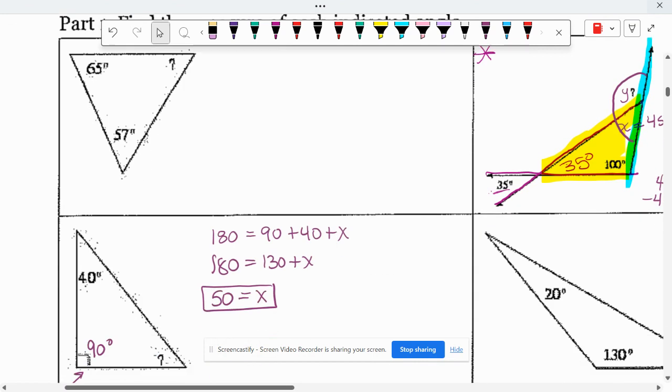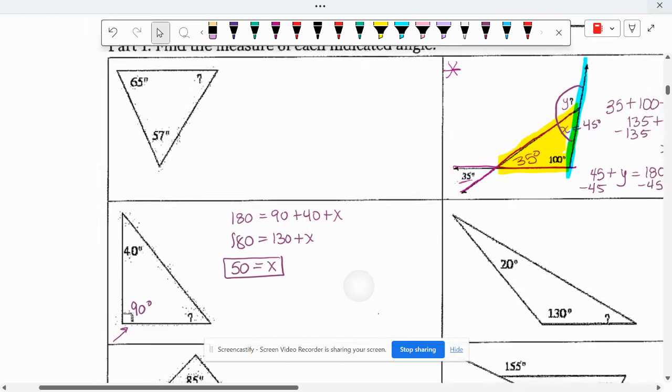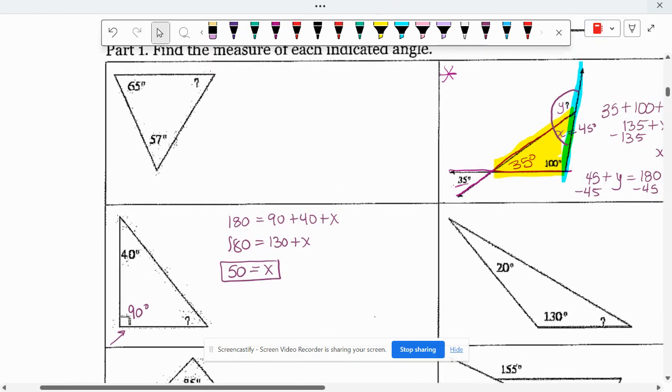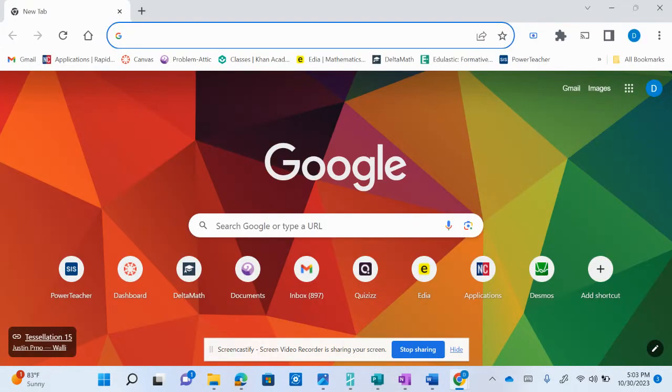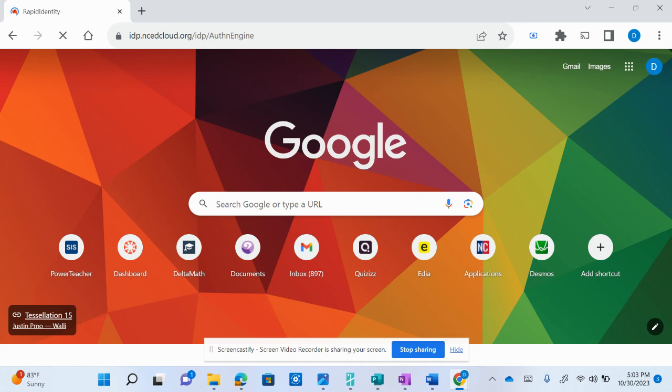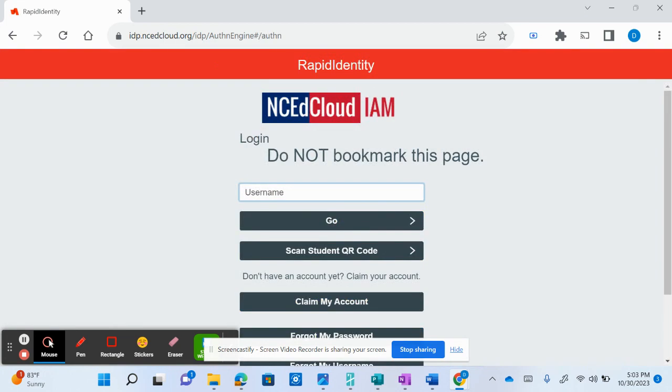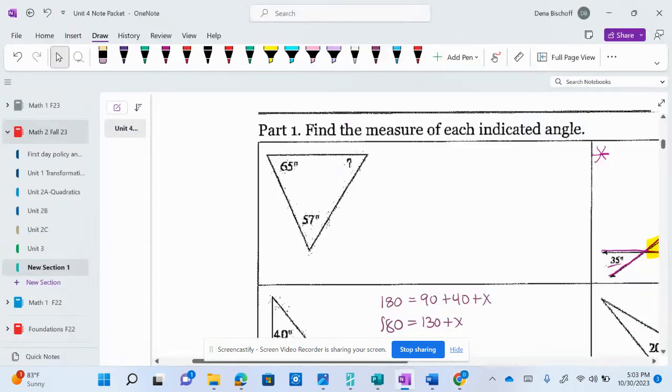Your homework for tonight is a Delta Math assignment. It is called Triangle Sum Theorem, and it's linked for you in the module. If you go to the module, you're going to see that you have your assignment in Canvas.